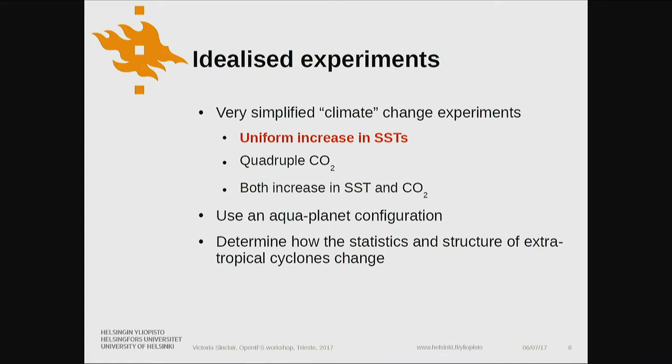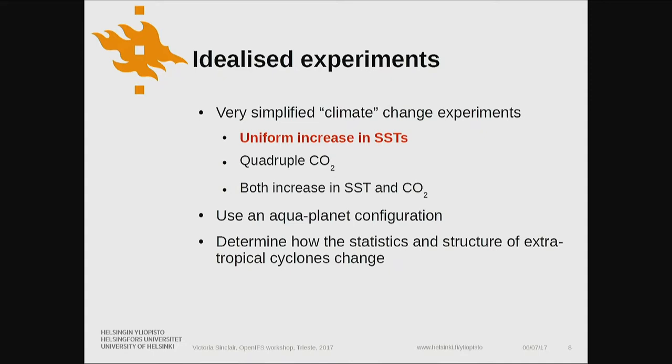four experiments. So we have a control experiment, but we're also looking at the effect of increasing the sea surface temperatures in a uniform manner, so just warming them everywhere. And there's two other experiments looking at the effect of CO2 concentrations and also both of these together. Unfortunately, I haven't had time to finish these results yet, so I'm only going to focus on the first one today. But if you're interested, I have some very preliminary results from this experiment.